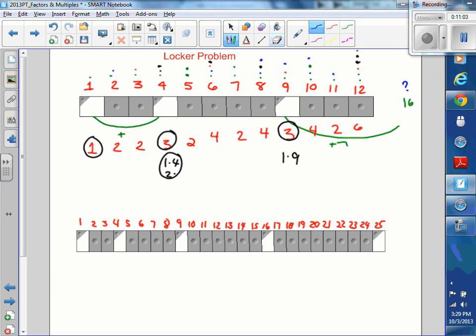What about 9? 1 and 9, 3 and? 3. So there's still an odd number of factors. What about 16? 1 and 16, 2 and? 8. And 4 and 4. There's only an odd number of factors.